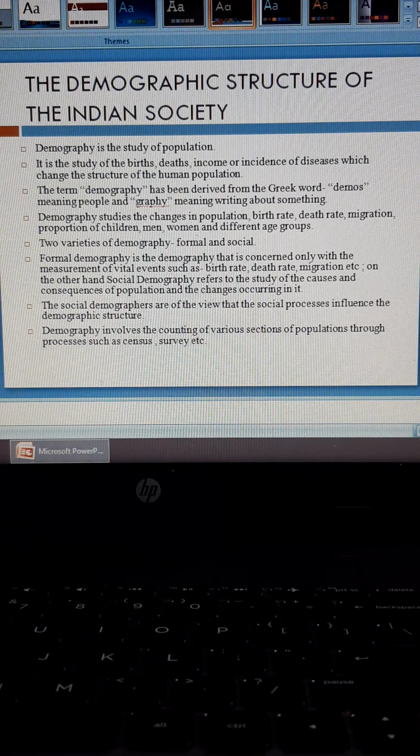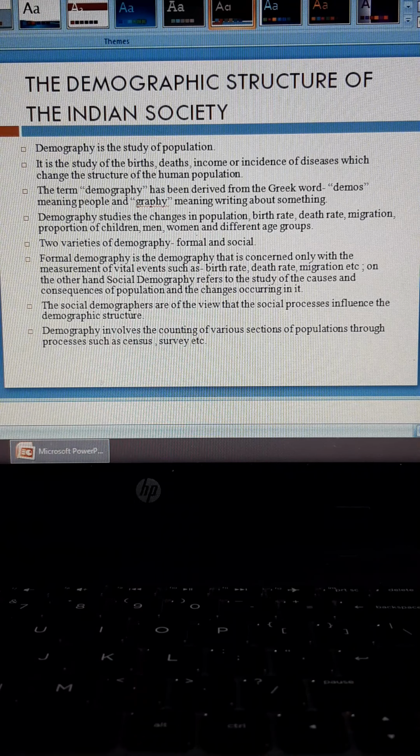If there is a birth, people give birth to children every second, so when there is a new birth, the population changes. When there is death, the population changes. When people die due to diseases, the population changes. When people migrate to other countries, or people from other countries migrate to our country, there is a change in population. All of the events which bring about change in the structure of population are studied in demography.